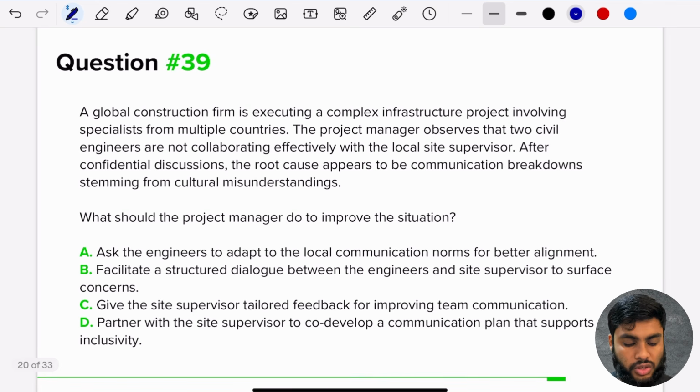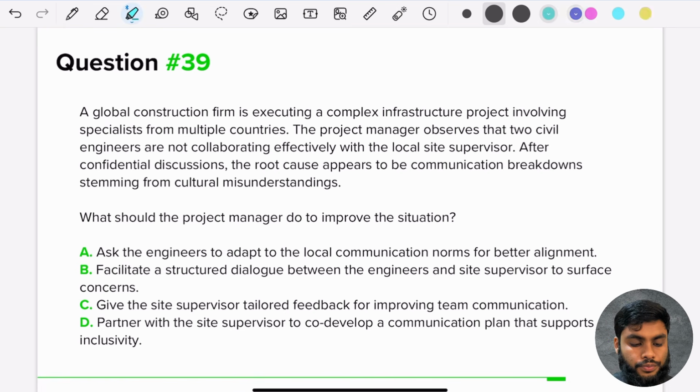So A, ask the engineers to adapt to the local communication norms for better alignment. B, facilitate a structured dialogue between the engineers and site supervisors to surface concerns. C, give the site supervisor tailored feedback for improving team communication. D, partner with the site supervisor to co-develop communication plans and support inclusivity. Okay, so none of our principles are being contradicted here. We need to read the question. For your exam, read the question first, then get to the answers. We're just doing this to train your mindset.